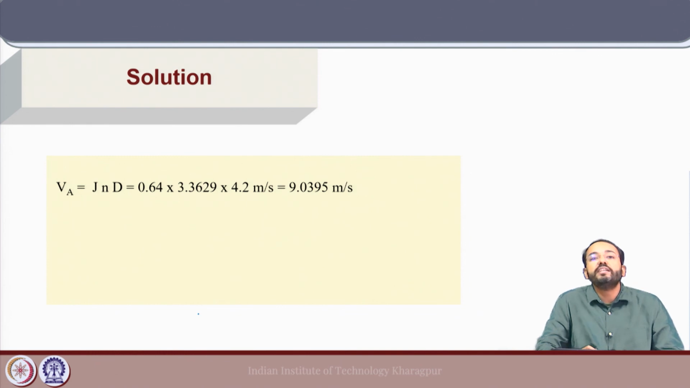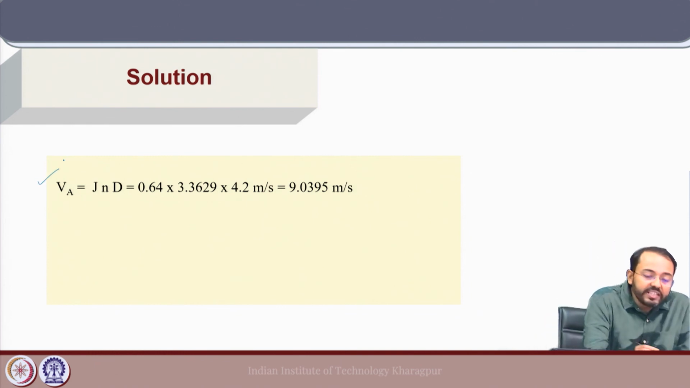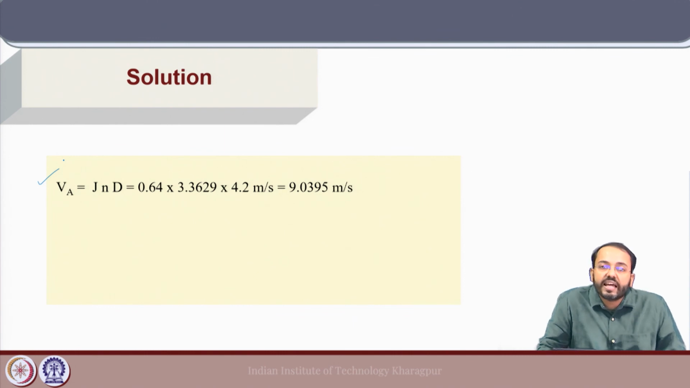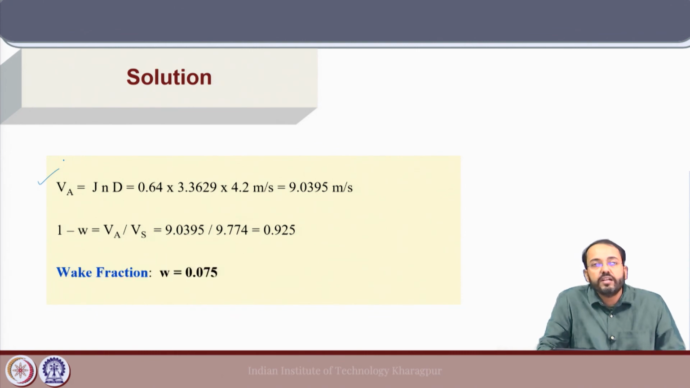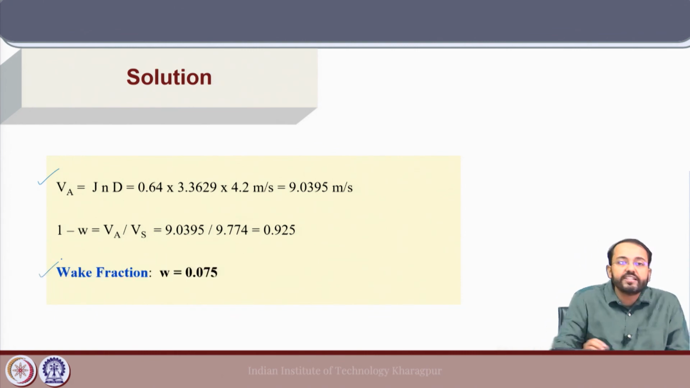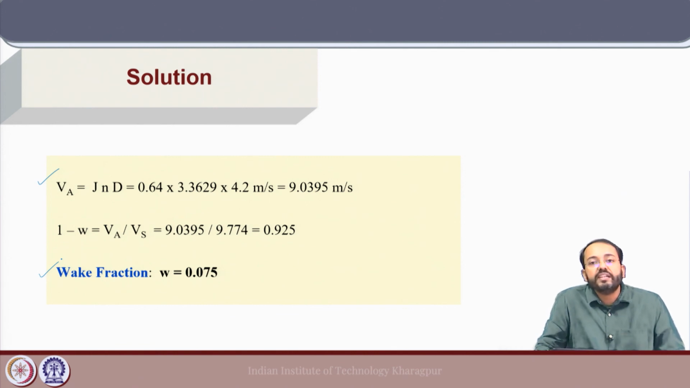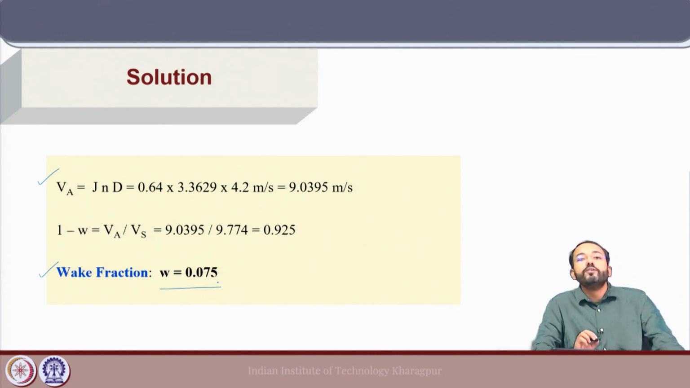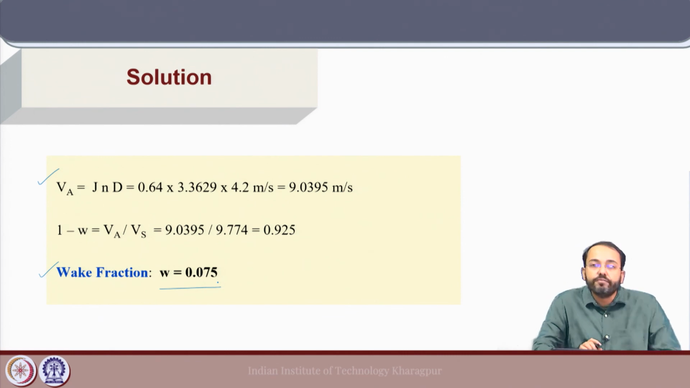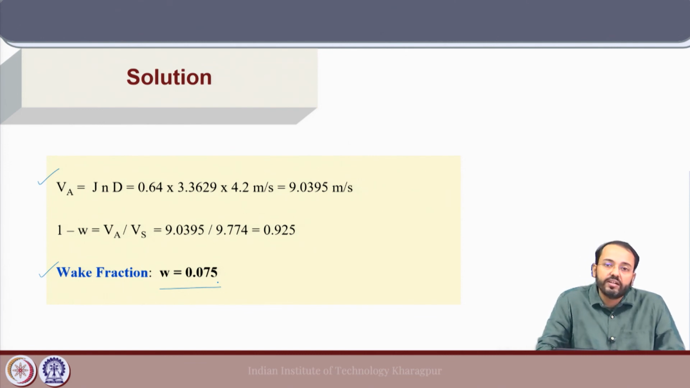Next, we have to calculate the propulsion factors. For the given value of J, we can calculate the advance speed VA, and because the ship speed is known, we can simply calculate the wake fraction by comparing the advance speed with the ship speed. Here we should note that the wake fraction is very low because this is a twin screw ship, and it is expected here that the value of wake fraction will be less than 0.1.